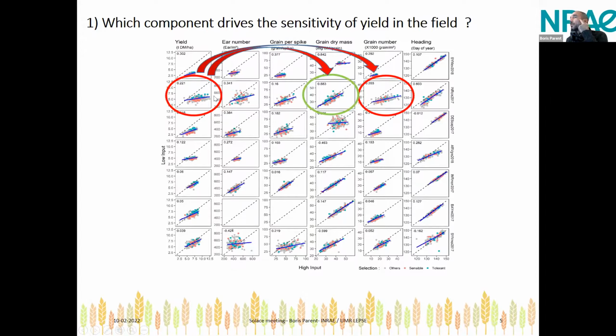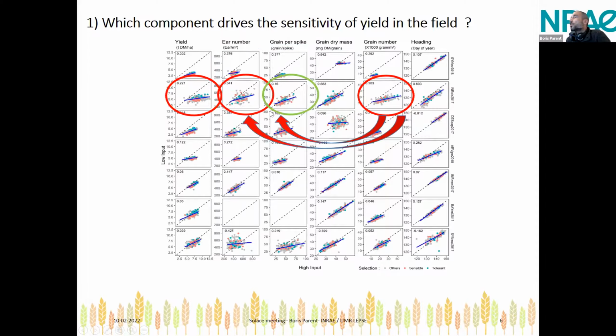And this effect is due to the number of grains and the weight of one grain. And so here you can see that it's mostly due to the grain number. And this grain number is mostly linked to the ear number and a bit less to the grain number per spike. So that was the first answer. The sensitivity of ear number in the field explains most of the variability that we can observe for yield.